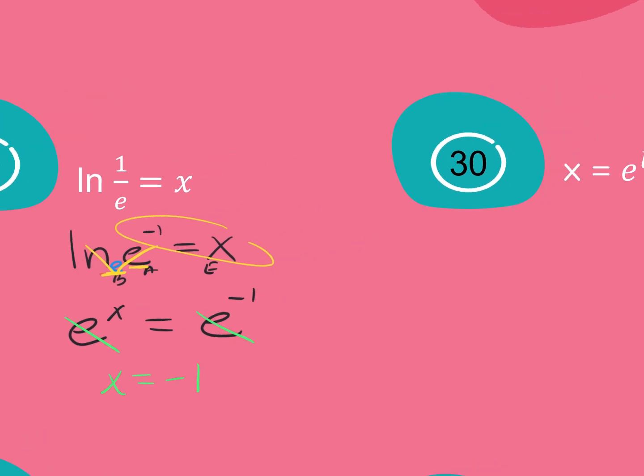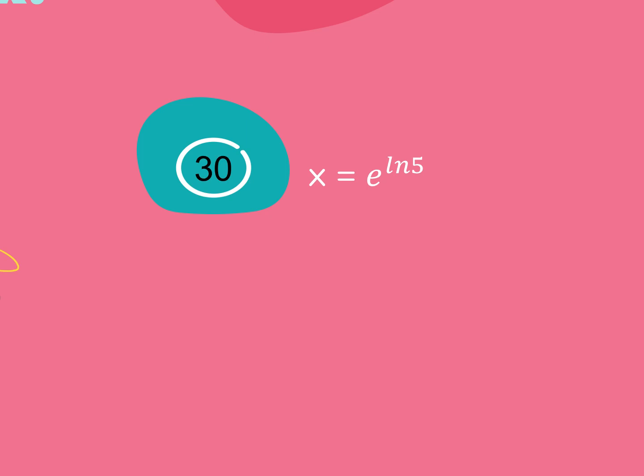Number 30. This one is actually in exponential form. So if I want to flip it around, let's put the equals x on the other side.